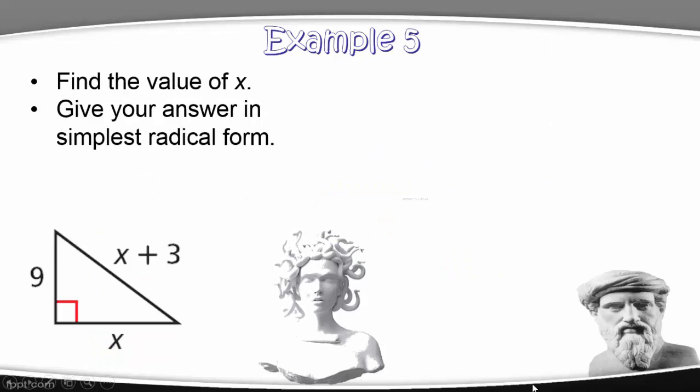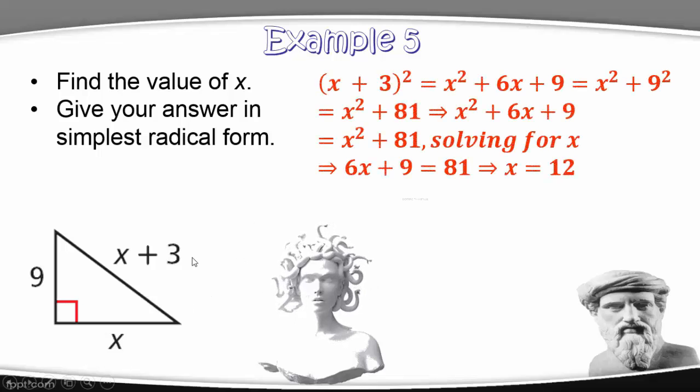In example number 5, we have a similar situation. Here's our C, here's let's say A, let's say B, and then here is C squared, and I expanded it out here, and here is B squared, x squared, and A squared, 9 squared. Then I proceed to solve that, where x squared plus 81, where 9 squared is 81, is equal to, which I had expanded here, x squared plus 6x plus 9 is equal to x squared plus 89.